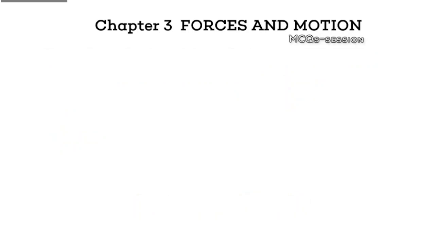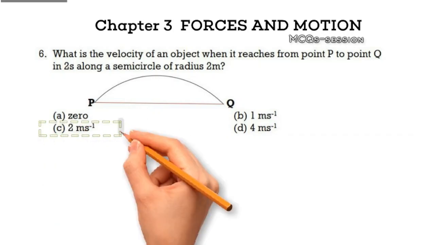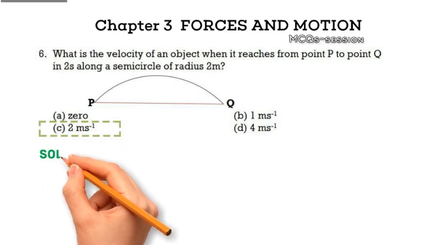Question 6. What is the velocity of an object when it reaches from point P to point Q in 2 seconds along a semicircle of radius 2 meters? Options: A, 0, B, 1 meter per second, C, 2 meter per second, D, 4 meter per second. Pause the video and guess the correct answer. The correct answer is C, 2 meter per second.